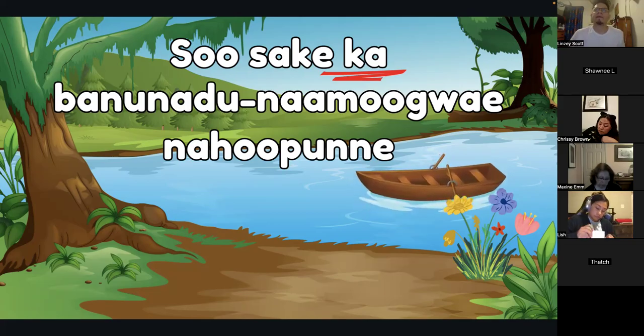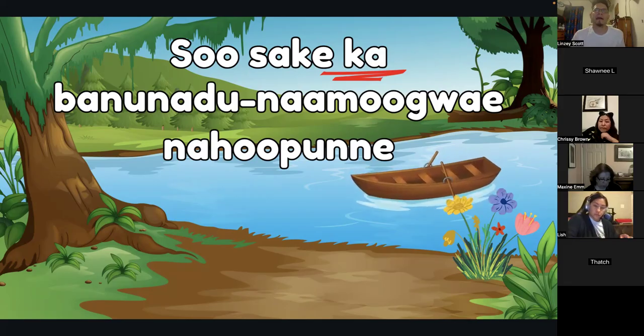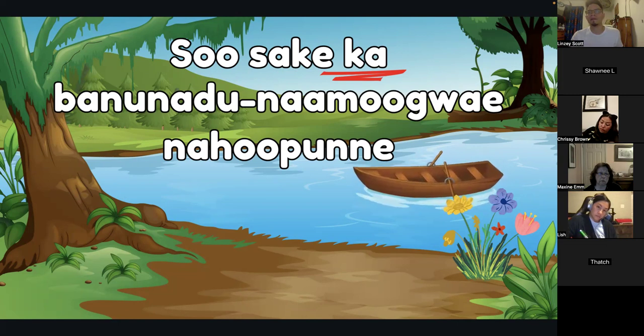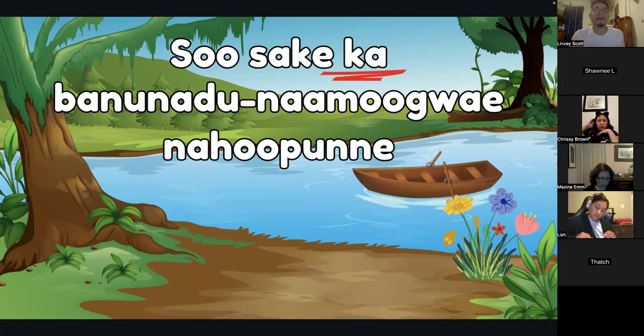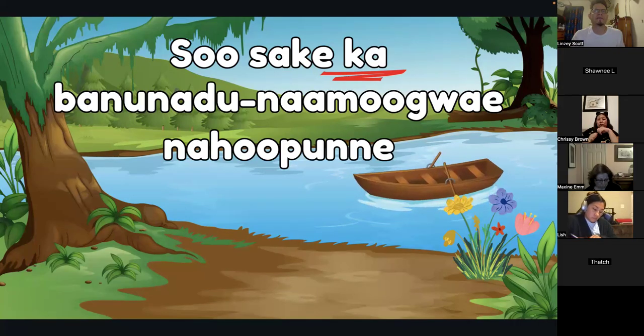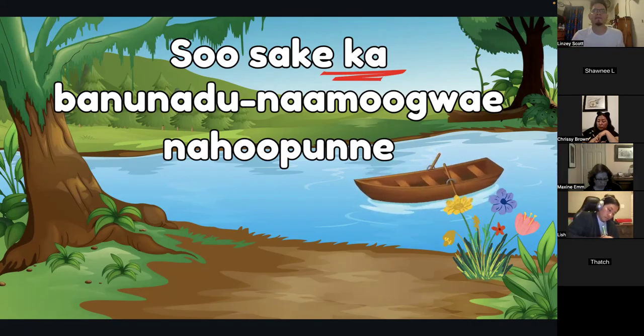Just as a reminder, for those who may be new, ka introduces whatever else is not the subject of the sentence. So it oftentimes comes immediately before the direct object of the verb, or it introduces subordinate clauses. And that's how it's functioning here. So that floating in the middle of the lake is a subordinate clause. That's what ka is doing: it's introducing the subordinate clause.